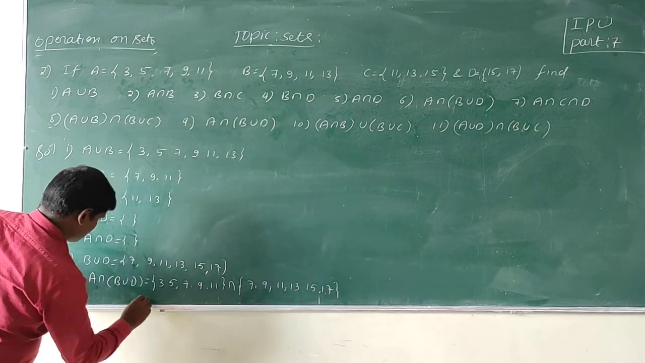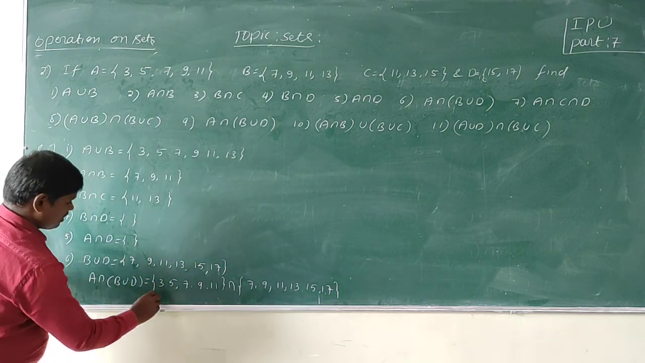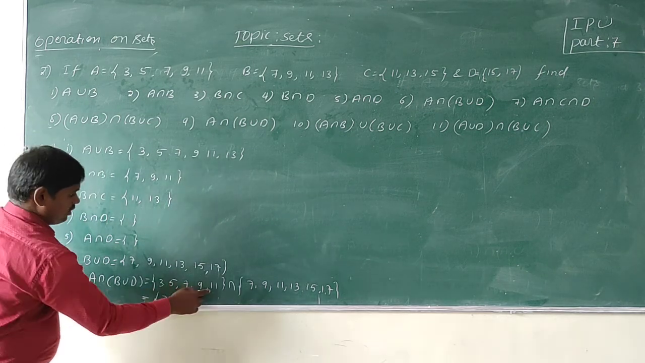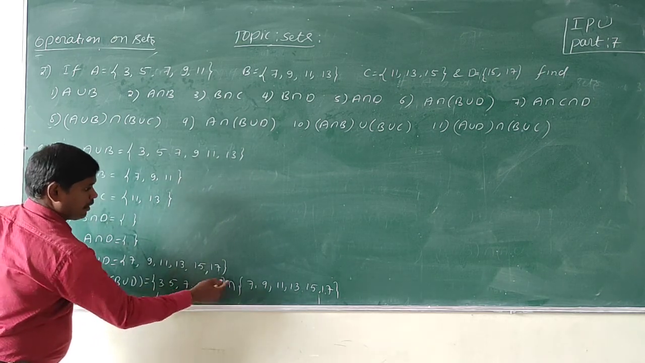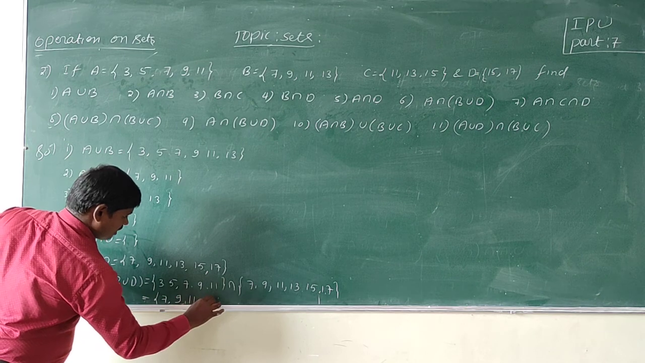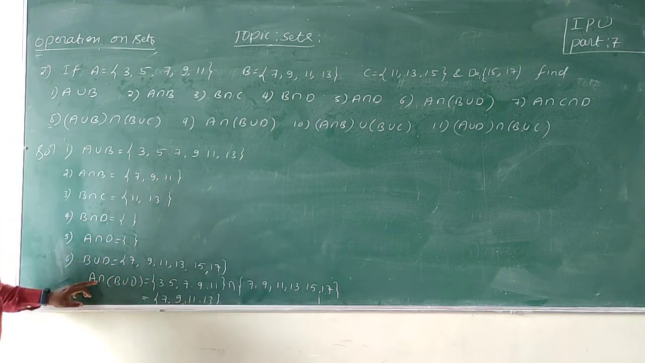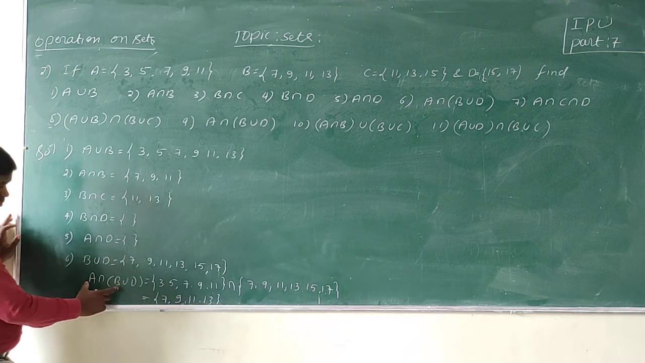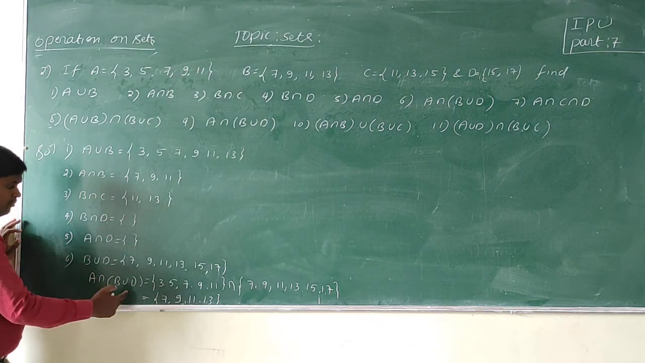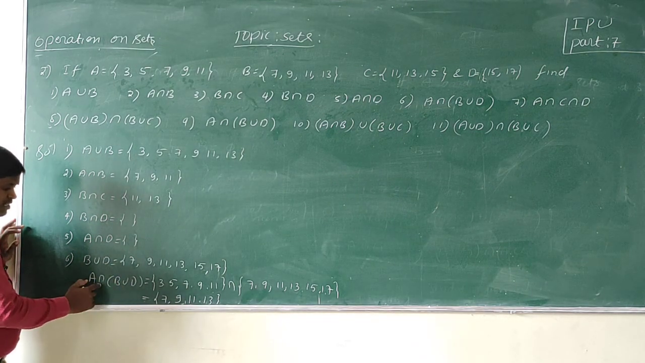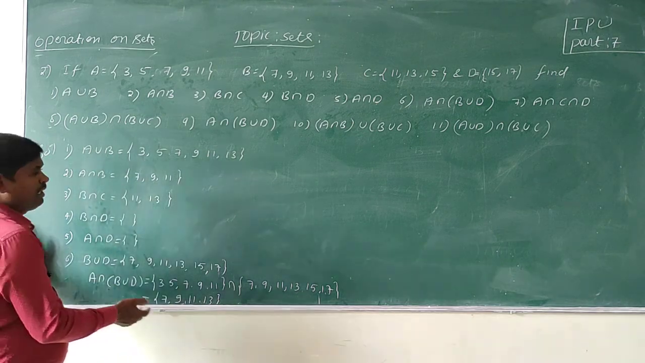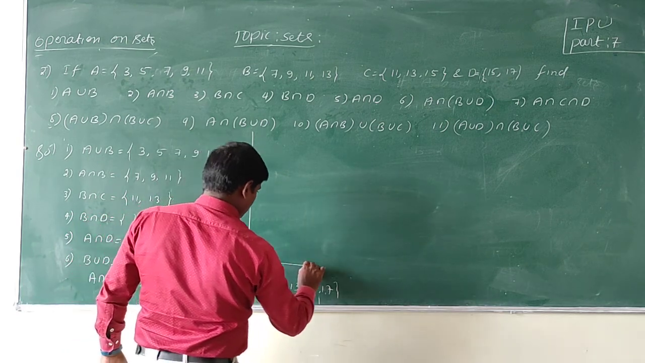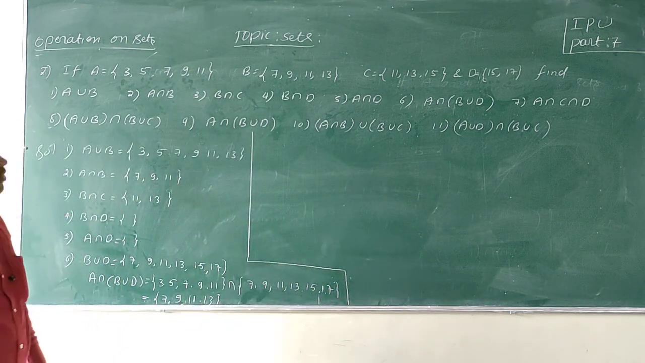What are the common elements belonging to both sets? 7 belongs to both, 9 belongs to both, and 11, yes. So this is A intersection of B union D. To find this one, first we find B union D, then we find the intersection with A. Okay, so the sixth one is over.